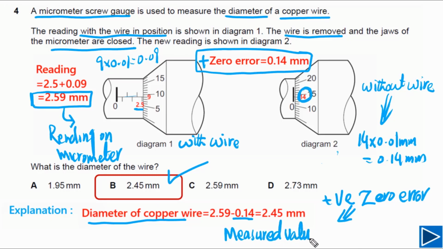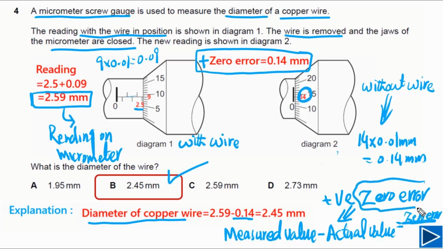Or simply we can say the measured value minus actual value is equal to the positive zero error. So simply we can say that will be equal to zero error. All the readings will be greater by this amount. Zero error is an example of systematic error because all the readings will be greater than the actual value if this is a positive zero error, and if it is a negative zero error, all the values will be smaller than the actual value.